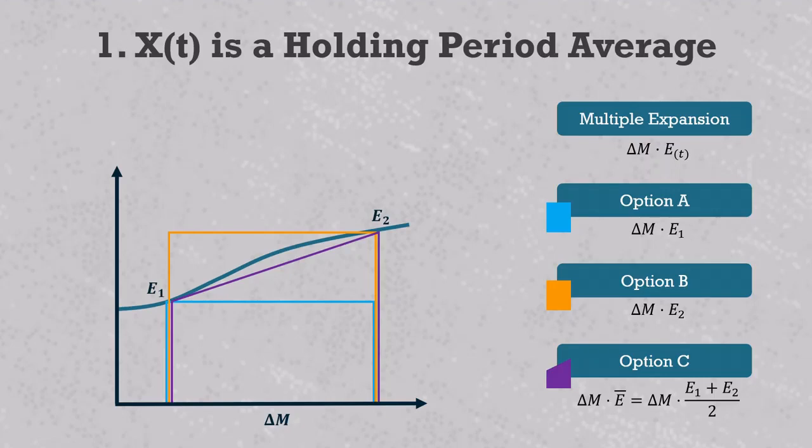This is why your old calculus text had a section about the trapezoidal rule, and why your old scientific calculator, probably a TI-84, used trapezoids for numerical integration. Option C always provides the best mathematical representation of holding period conditions.